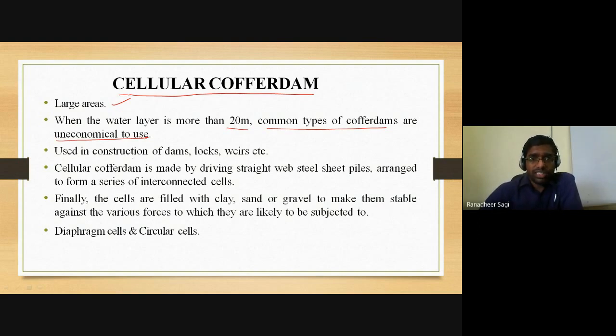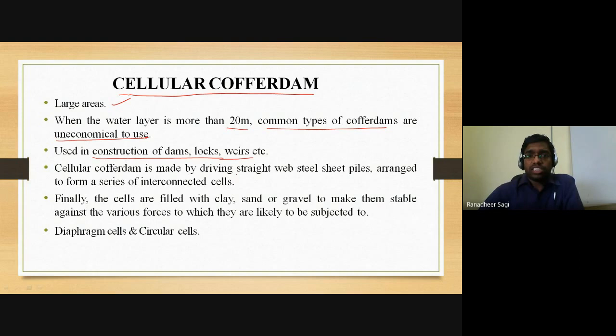This type of cofferdam, the cellular cofferdam, is mostly used in the construction of dams or weir structures. In such cases, you will prefer this cellular cofferdam construction, where the depth of the water to be stored on either side of the cofferdam structure, on the outer side of your cofferdam construction, is relatively high.